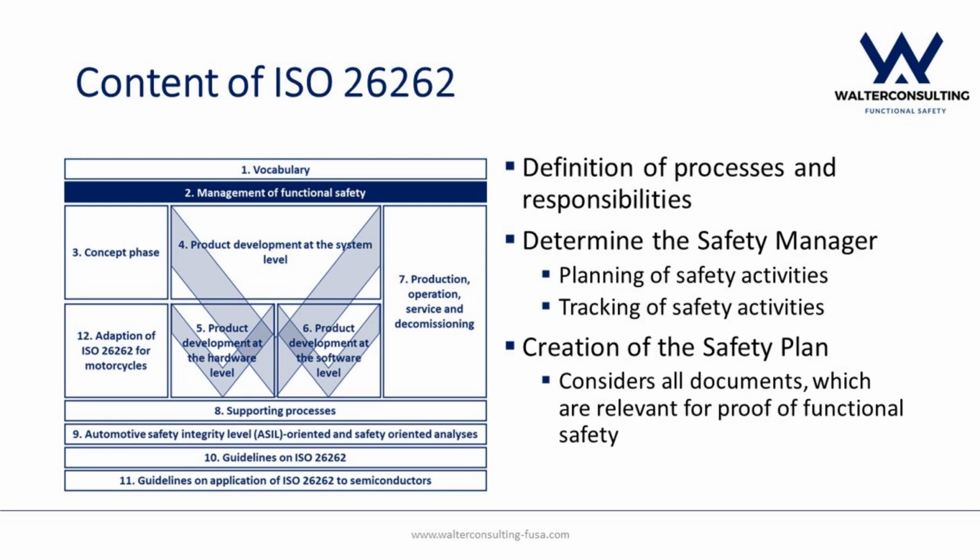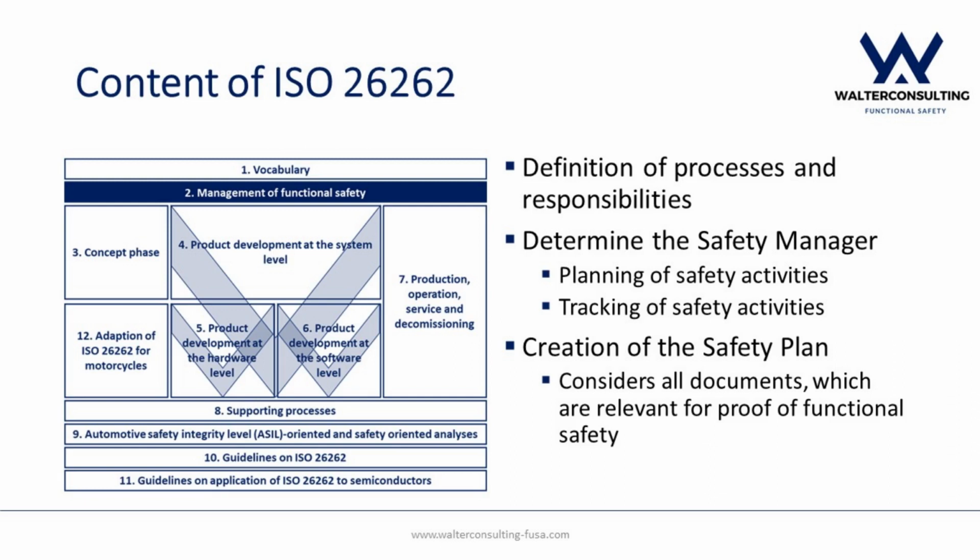Chapter 2 is about management of functional safety. This chapter focuses on the definition of processes and responsibilities. A very important role is the safety manager. He is nominated by the project leader. The safety manager takes over the management tasks regarding functional safety. But very important to know, the project manager is still responsible for functional safety of the product.